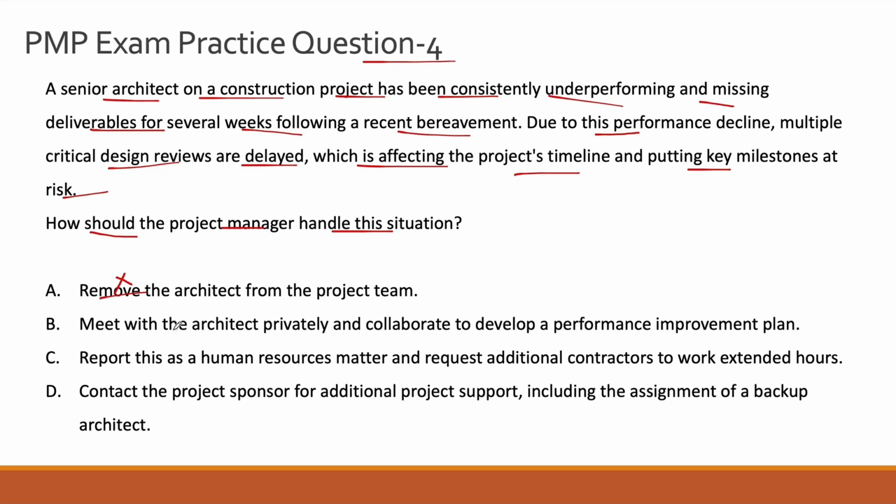Let's look at option B, meet with the architect privately and collaborate to develop a performance improvement plan. You can meet with the person, discuss the issue with the person, develop an improvement plan, and help him in terms of coming back to the normal working environment. Let's look at option C. We hold option B for now.